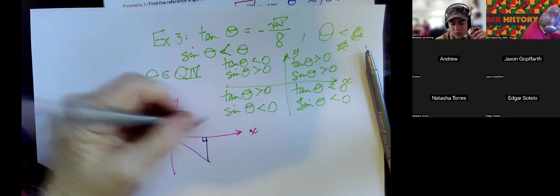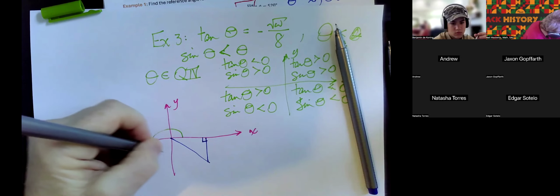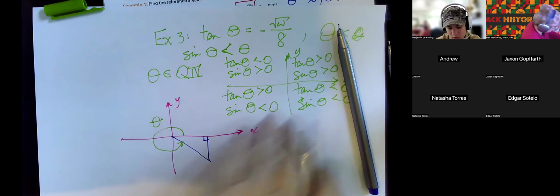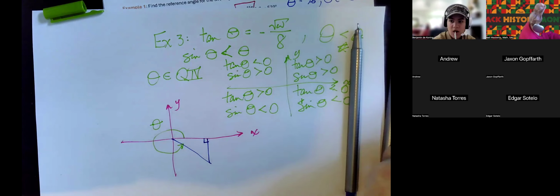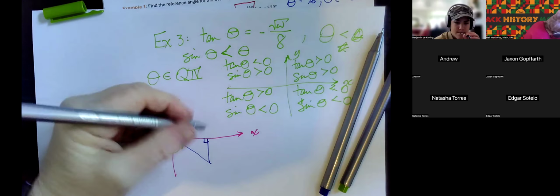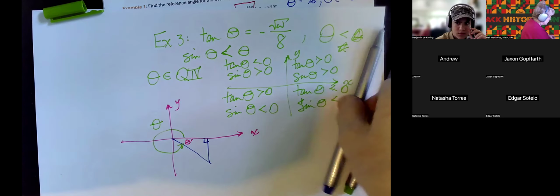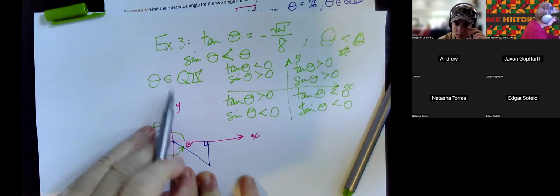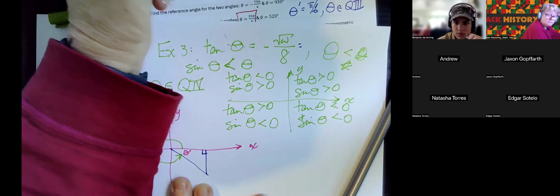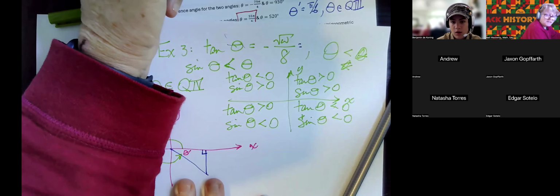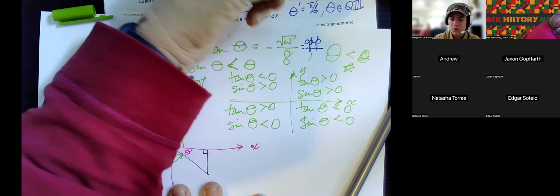I know that my theta is actually drawn from the positive x-axis around, but I want to think of a theta prime being right there. So in terms of that theta prime, we already said that tangent was, right triangle wise, opposite over adjacent.